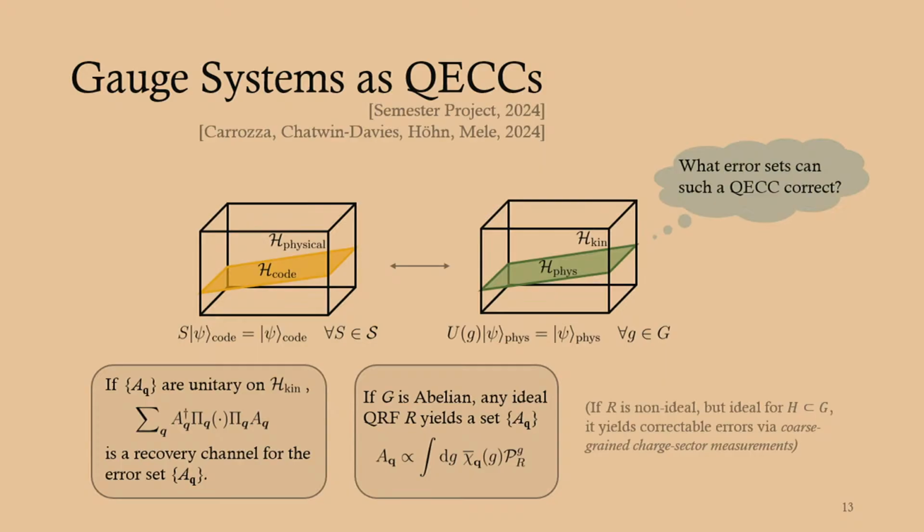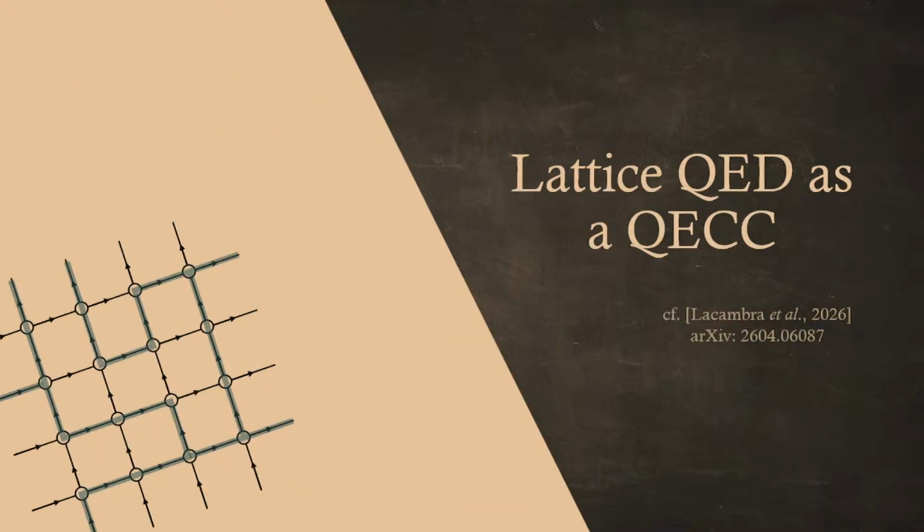Okay, now let's look at an example, namely, let's look at what this looks like in Lattice QED. Here I should also mention that this was a joint release with Lacambra et al., who also worked on a very similar topic. So if you're interested, this is the arXiv identifier.